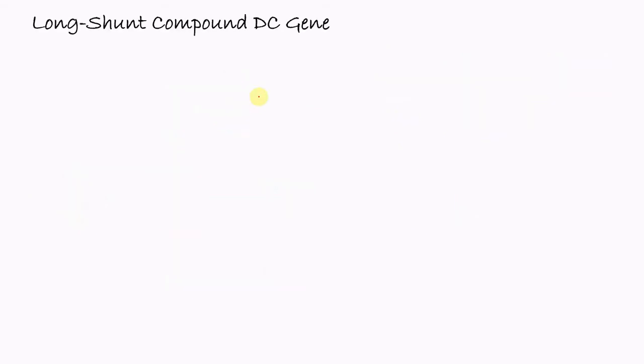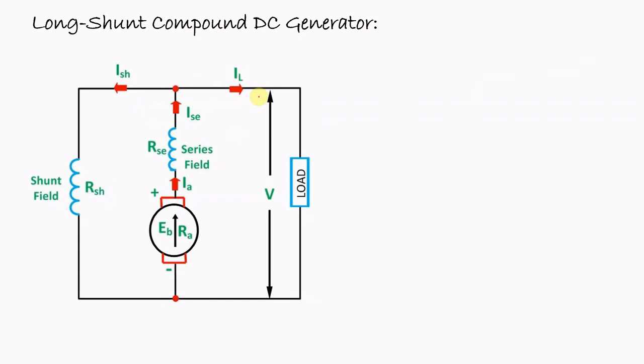On the other hand, for long shunt compound generator, the concept is that the series field winding and the armature are connected in series first, and then the second field winding is connected across this combination. So you can see here the armature winding and the series field winding are connected in series first, and the shunt field winding is connected across this combination. This is considered as a long shunt compound generator.